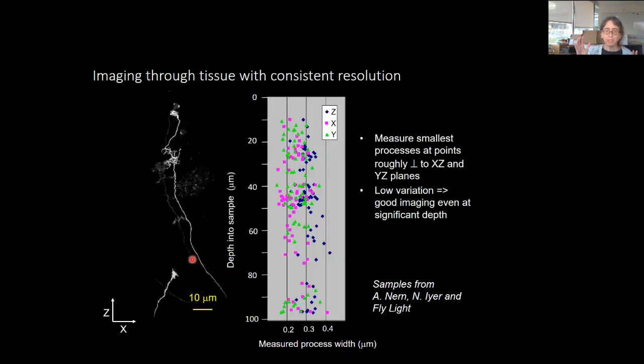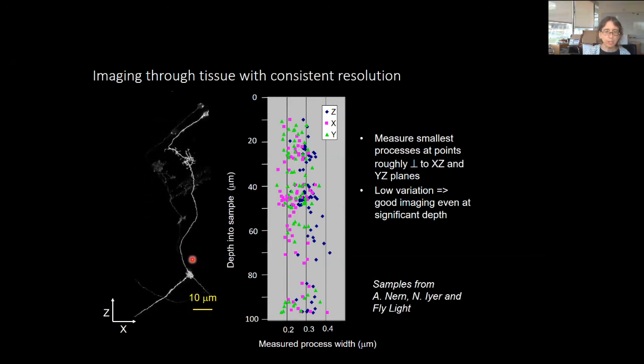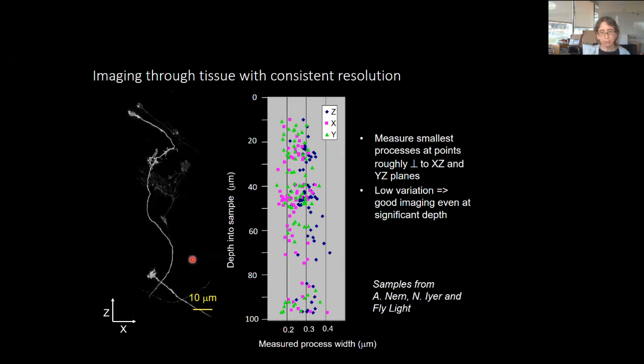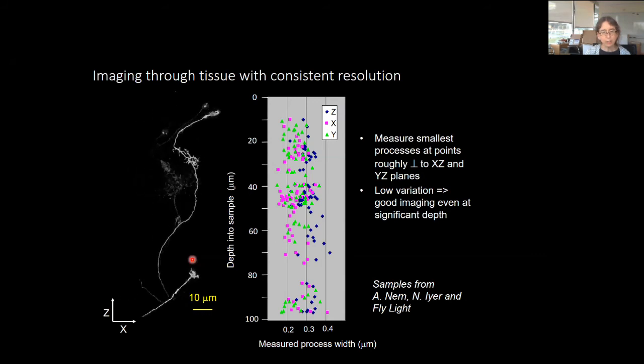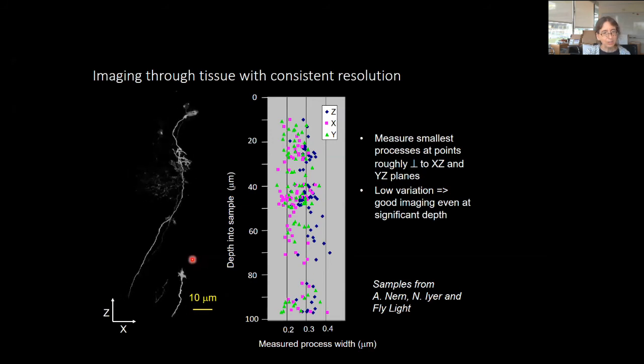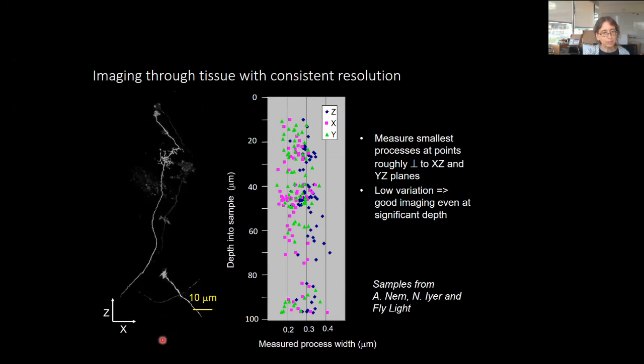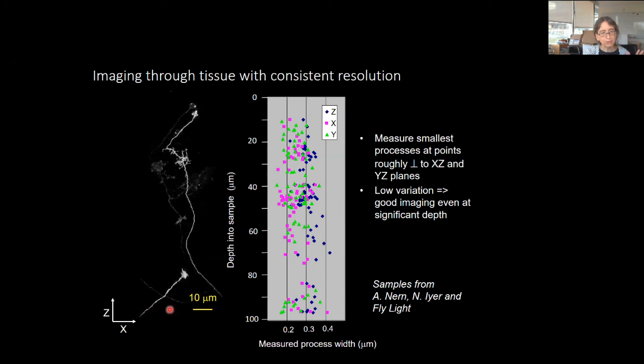The other thing that we want to know about the combination of the microscope and the sample together is whether the clearing is good enough that we are able to image through significant depth of tissue and get the same resolution. We're measuring that by looking at a neuron that looks like this. This is up at the surface of the tissue. This is down at 100 microns deep into the tissue.